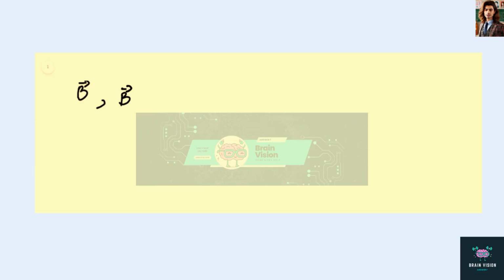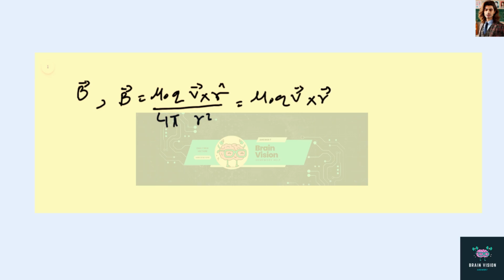We can calculate the B magnetic field at each point from the Biot-Savart law equation, which says B at the point r can be calculated as mu naught times q, the charge on the particle, times the velocity vector times the r unit vector, divided by 4 pi r squared. This we can write further as mu naught q v cross r divided by 4 pi times r cubed, since we can define the unit vector as simply the vector divided by the vector magnitude r.